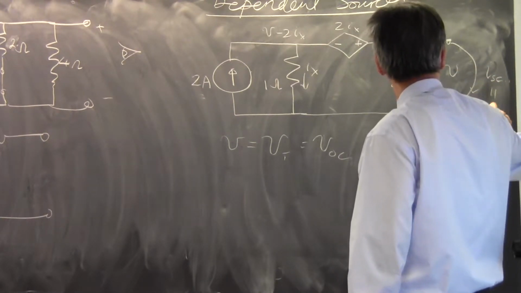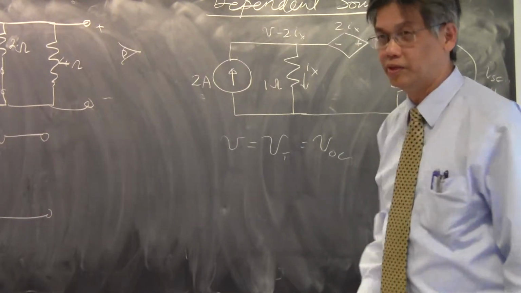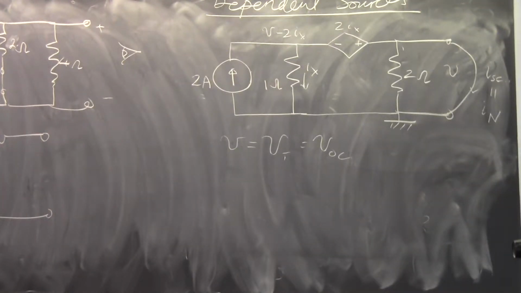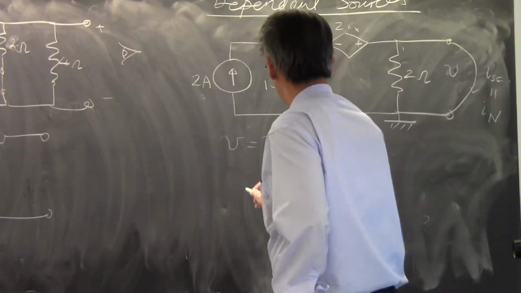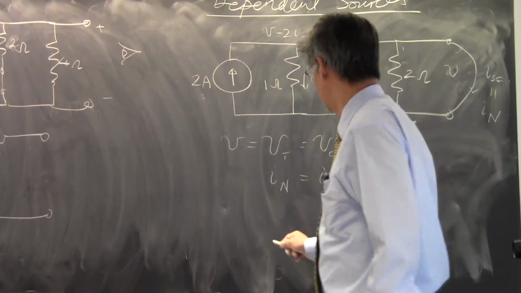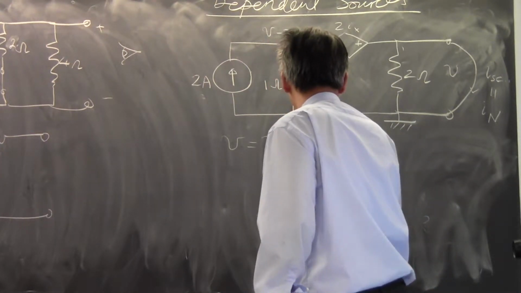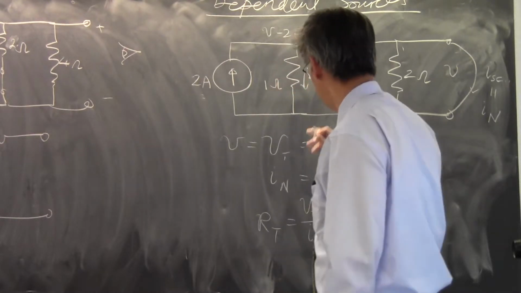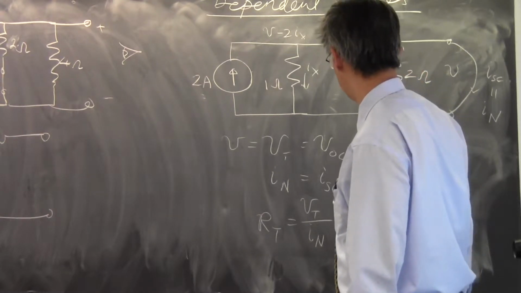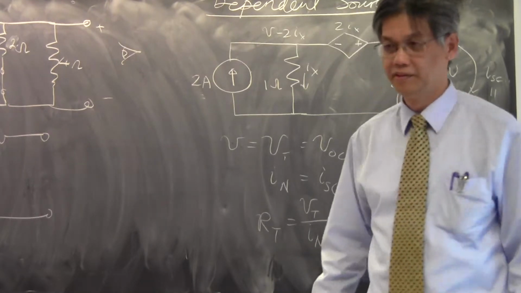Okay, that short circuit current should be I Norton, right? And I'm sure that you know how to solve this problem. We went through that in class in the last lecture. Find I short circuit. Okay, then I Norton is I short circuit for the second problem. And then you will have R Thevenin, which is V Thevenin divided by I Norton. Okay, I think we can easily prove this.